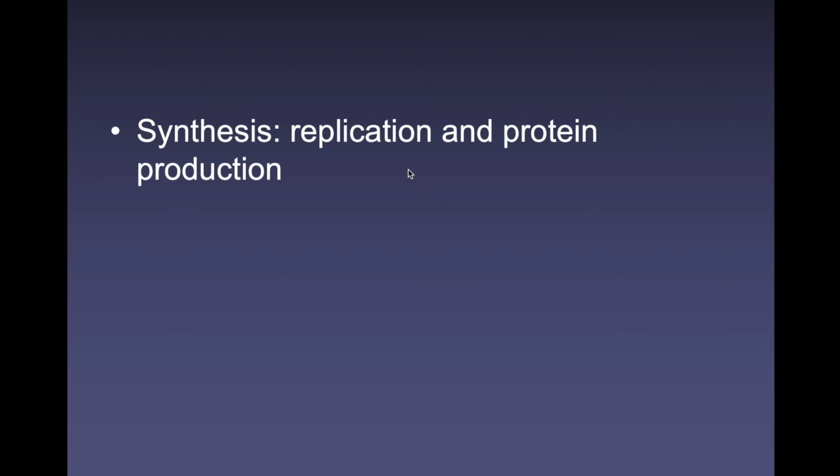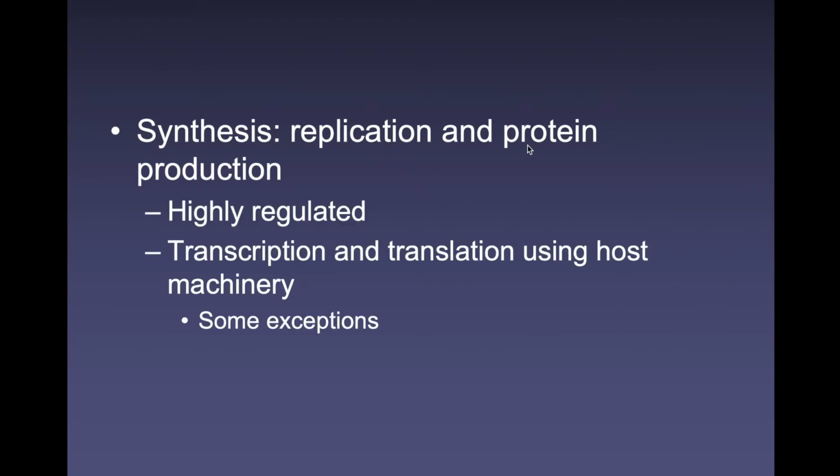Step 4, synthesis. So we have replication of viral nucleic acid and protein production, right? This is a highly regulated process. Transcription and translation are done using host machinery. I wrote some exceptions. The same rule applies as with bacteriophages. If the virus comes in with nucleic acid that is not recognized by our host cell, there must be enzymes that the virus brings with it to help change or convert that nucleic acid into a form that we can recognize and process.